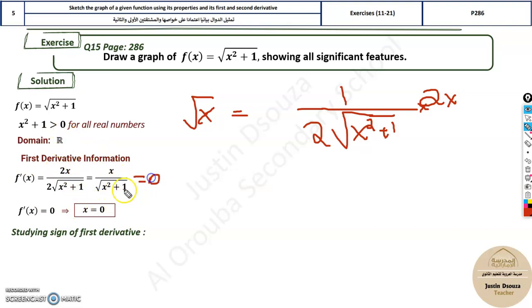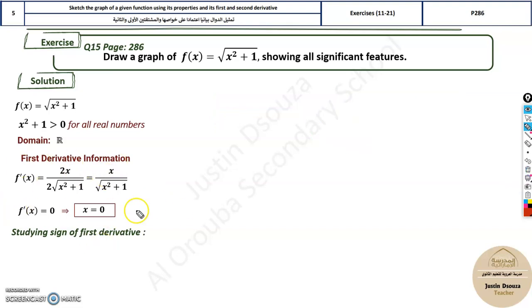When you equate it to 0, this becomes 0. x is equal to 0. Okay. So then what next? We have found the first derivative. Very simple, straightforward. You can do the signs. We have done this before. The critical number is 0. Take a value less than 0 and greater than 0. Let me quickly take some value. Over here minus 1, over here plus 1.